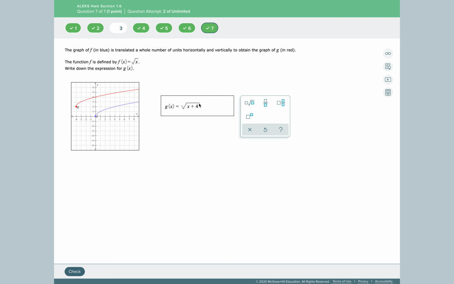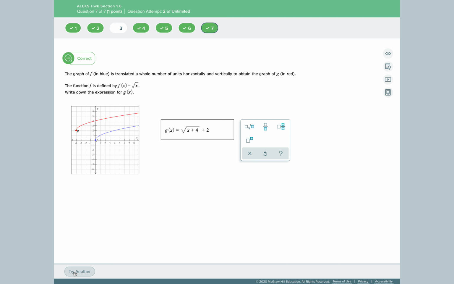So your horizontal shift is going to be -4. And notice g is above f by 2 units. While the y coordinate of f is at 0, that of g is going to be at 2. So we have the square root of x plus 4, followed by the addition of 2. Checking, and the result is correct.